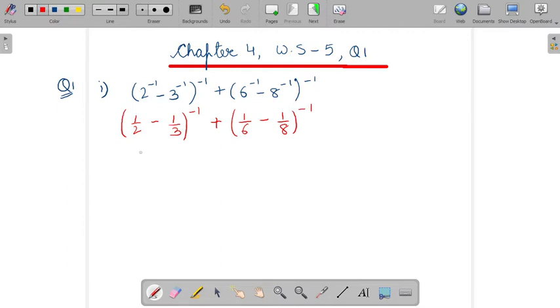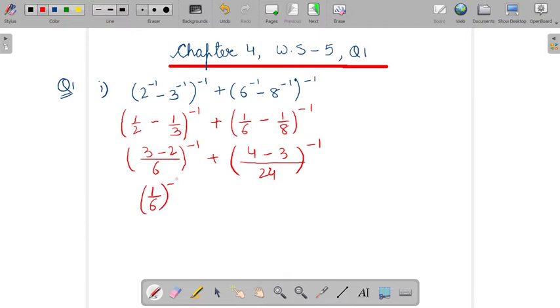So what should be the next step now? To solve the bracket by taking its LCM. So LCM is 6. 3 minus 2. Divide and multiply. Similarly, the LCM of 6 and 8 would be 24. Then divide and multiply, 4 minus 3, and outside is minus 1. Okay, now it will become 1 by 6 power minus 1 plus 1 by 24 power minus 1.